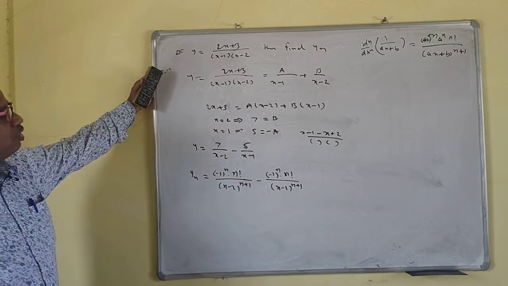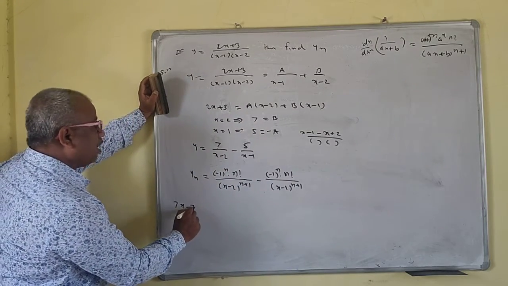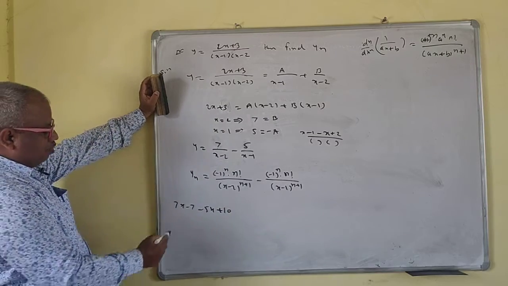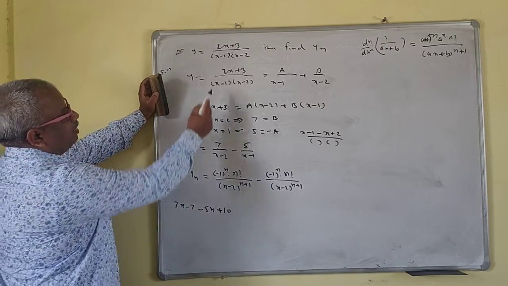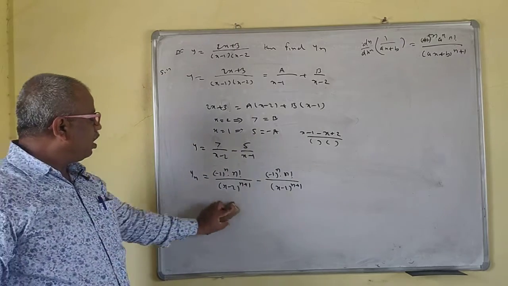Okay. So now check whether the values of a and b are correct or not. This is 7x minus 7 minus 5x plus 10. If you do this calculation, this is what? 2x, yes, 2x is there, and your constant is 3. That means you are correct.